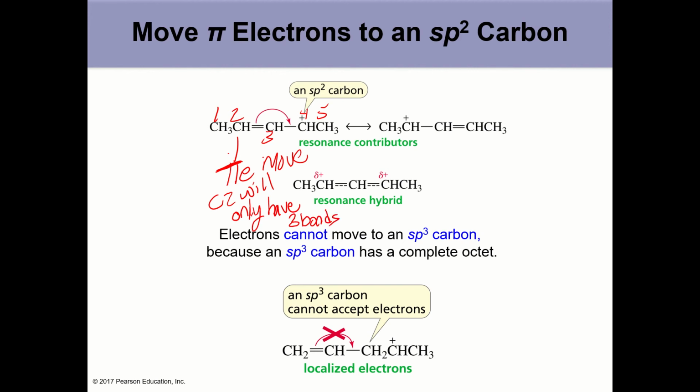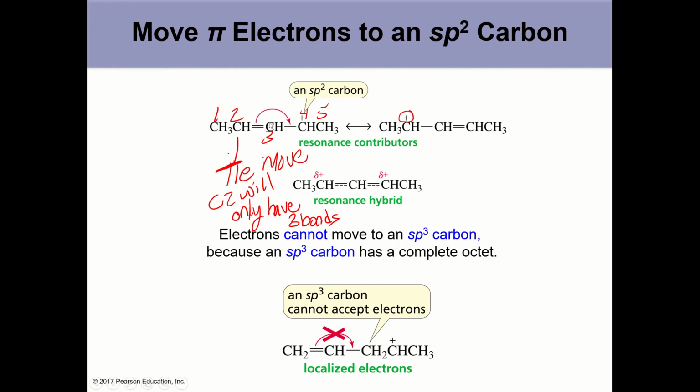So when the pi electrons move, that C2 will only have 3 bonds. And if the carbon only has 3 bonds and no lone pairs, the formal charge will be positive. So you have to make sure that you have the correct charge on all of your atoms.